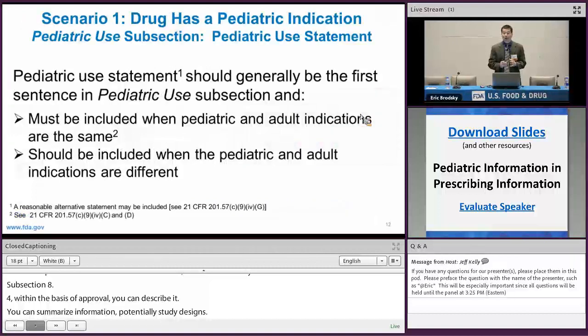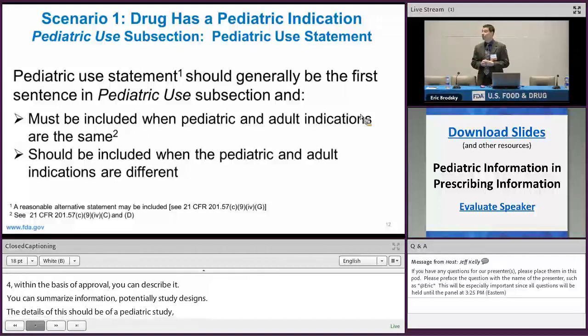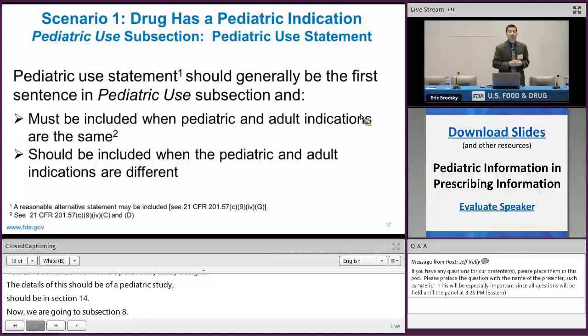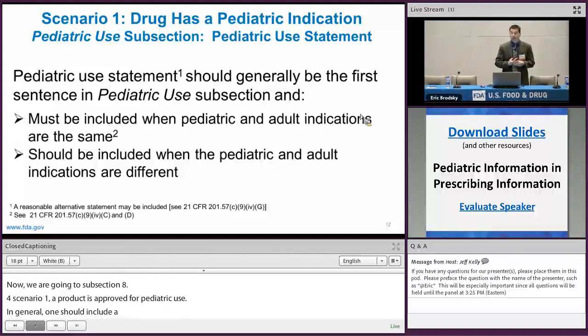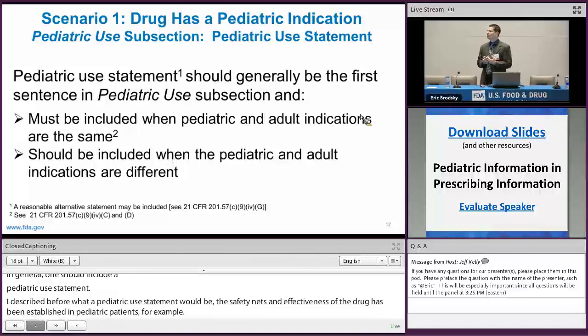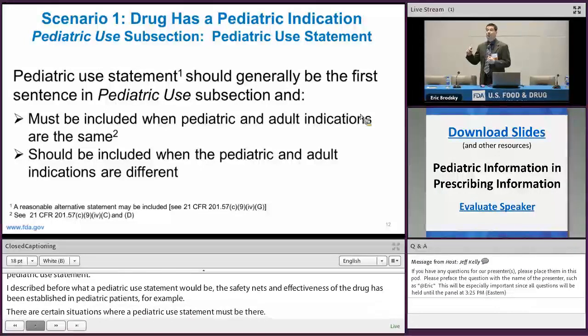Okay, now we're going to subsection 8.4, again in scenario 1, where a product is approved for pediatric use. So in general, one should include a pediatric use statement. And I described before what a pediatric use statement would be. The safety and effectiveness of a drug has been established in pediatric patients, for example. And there are certain situations where a pediatric use statement is required, must be there. In general, we recommend it be the first sentence of that subsection so healthcare providers can clearly identify the usage in pediatric patients.